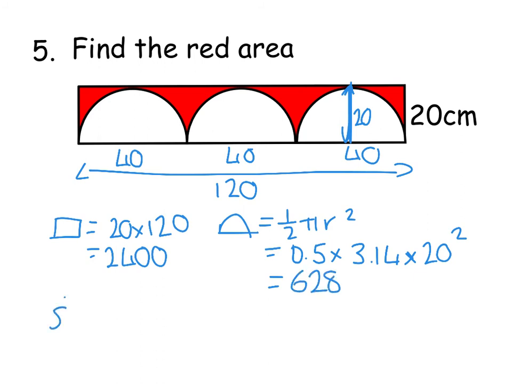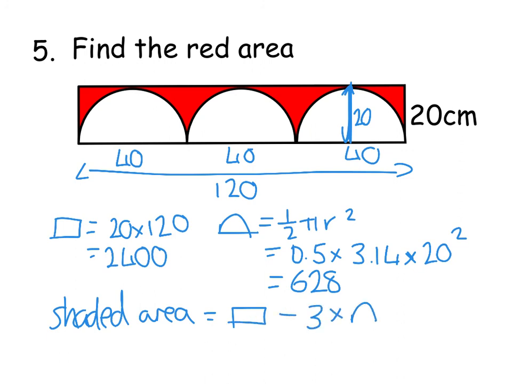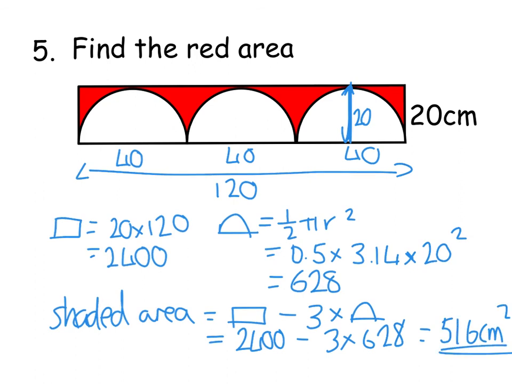So the red area, the shaded area, would have been your rectangle, and I'm just going to use it in pictures, rectangle, take away 3 of those semicircles. So you've got 2,400, take away 3 lots of 628, which gives you an answer of 516 square centimetres left over. Okay, so those ones are tricky, but I like those ones because there's a wee bit of problem solving to do at the start.